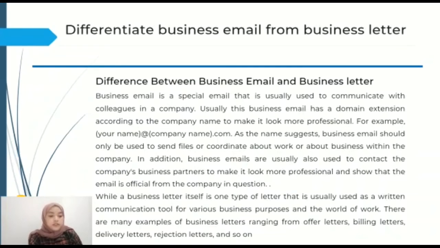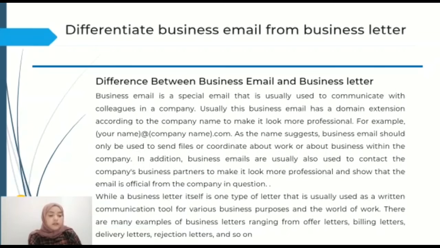Differentiate business email from business letter. Business email is a special email that is usually used to communicate with colleagues in a company. Usually, this business email has a domain extension according to the company name to make it look more professional. For example, your name at companyname.com.